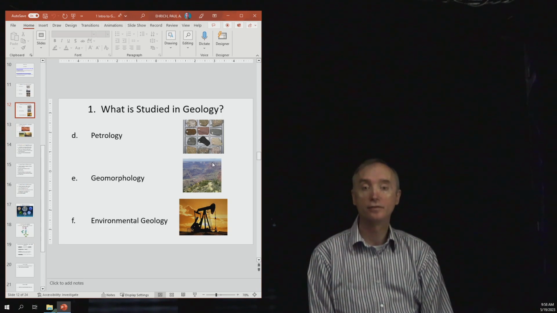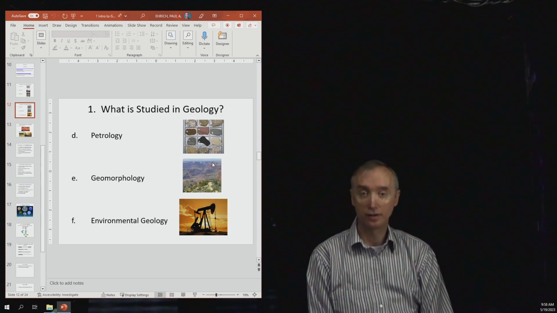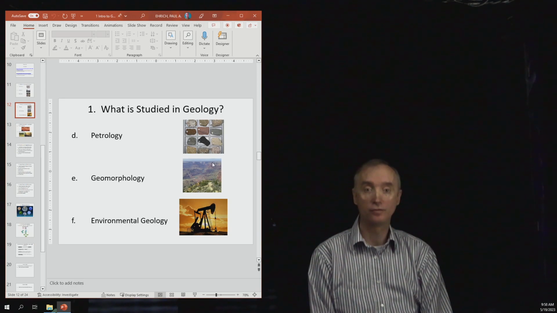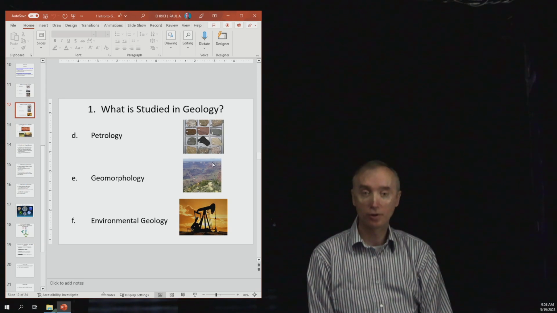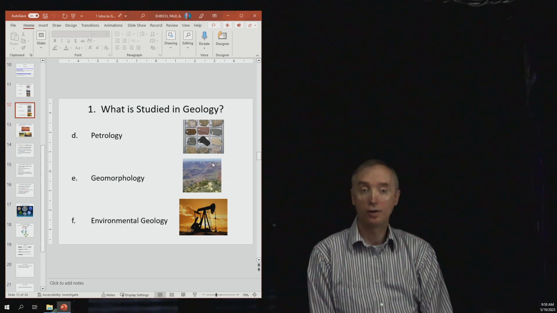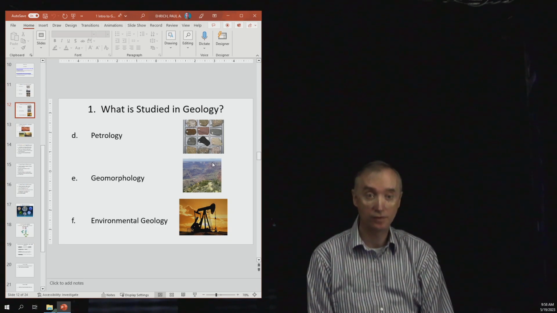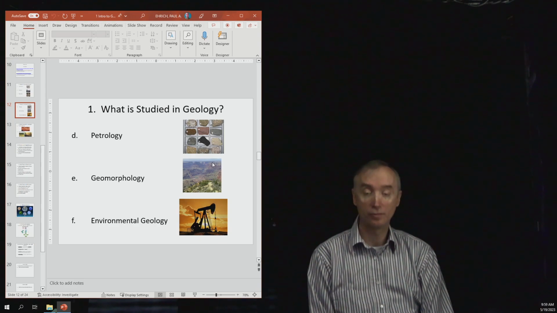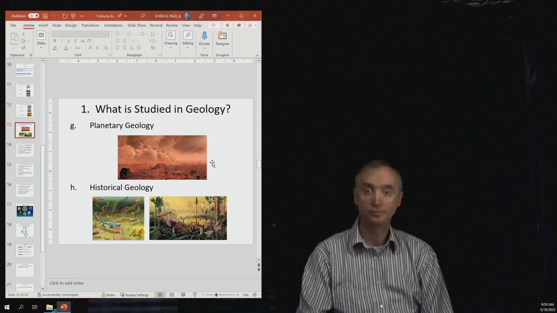Okay, then you have environmental geology. This is going to be how the earth is affected by what humans do. So, for example, when you start up your car, that is going to be producing carbon dioxide, which goes into the atmosphere. Well, how does that affect the atmosphere? All of these things are covered in environmental geology.